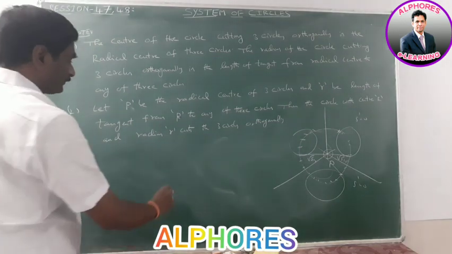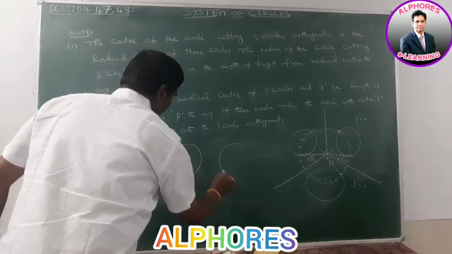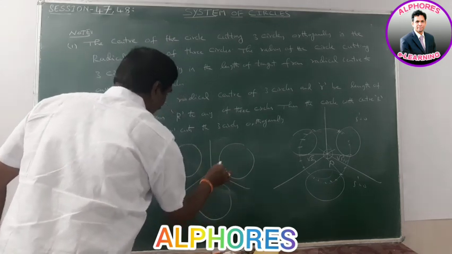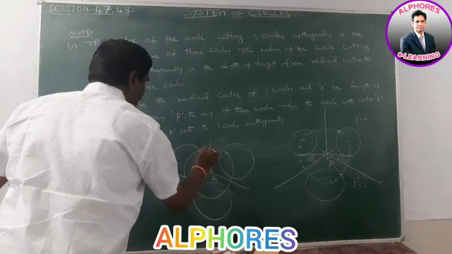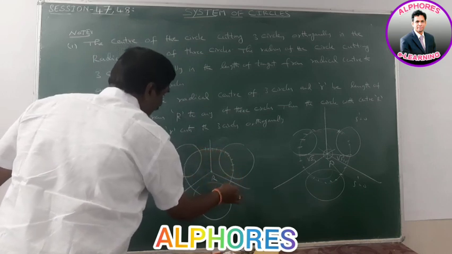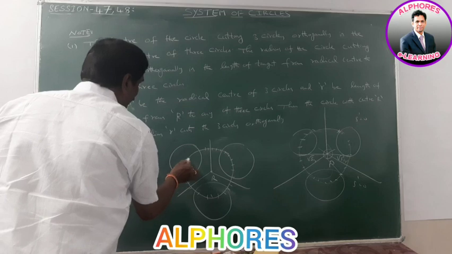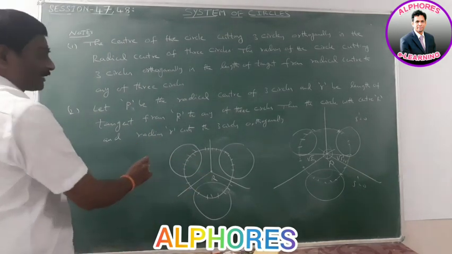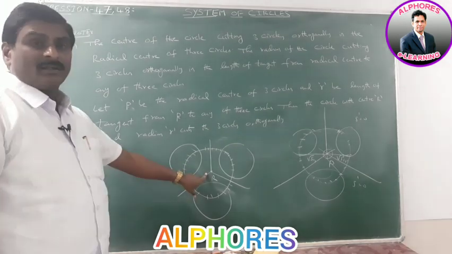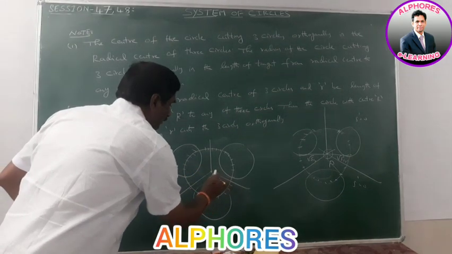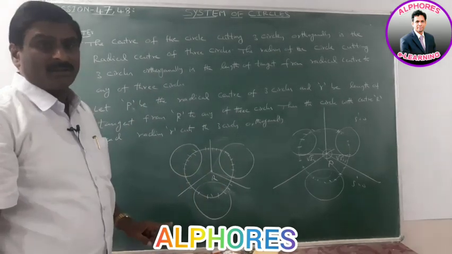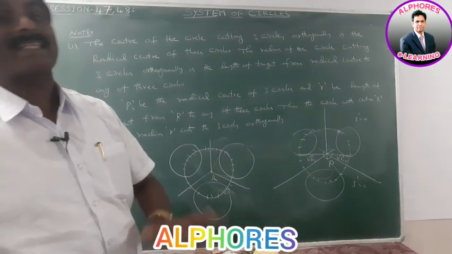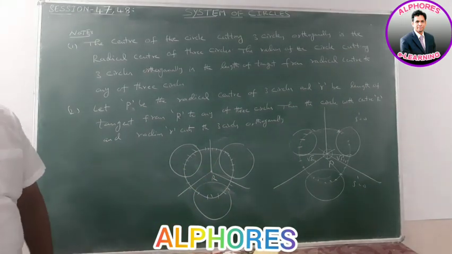Please note this diagram. This is the first circle, the second circle, the third circle. The radical center is nothing but the center of the required circle. This is the fourth circle, the required circle. The center of the circle which cuts the given three circles orthogonally is the radical center. The radius is equal to the length of the tangent. S11, S'11, all of these are equal. So R = root S11 or root S'11 or root S''11. Please note this diagram.